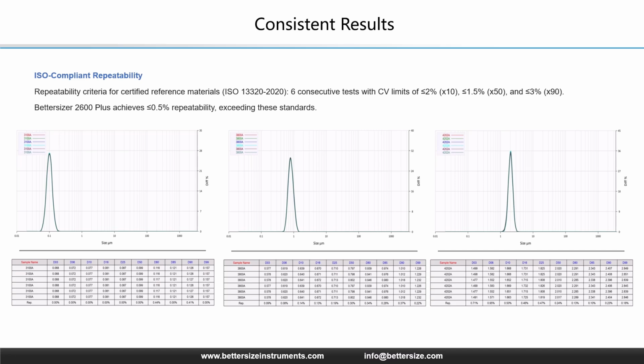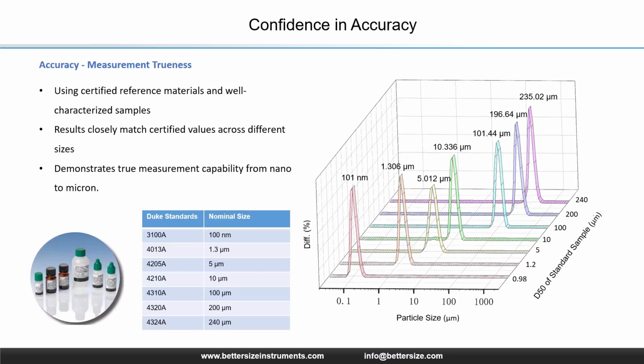Look at the graphs. 6 consecutive tests, 6 overlapping peaks. This consistency is not just due to the laser, it is the direct result of the smart SOPs removing the operator from the equation. We do not just promise precision, we automated it. We have proven the system is consistent with repeatability. Now we must prove it is correct with accuracy.